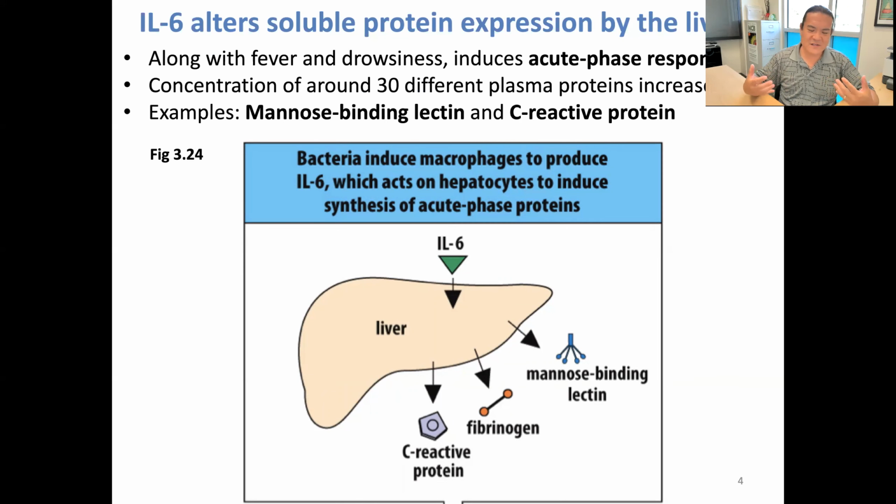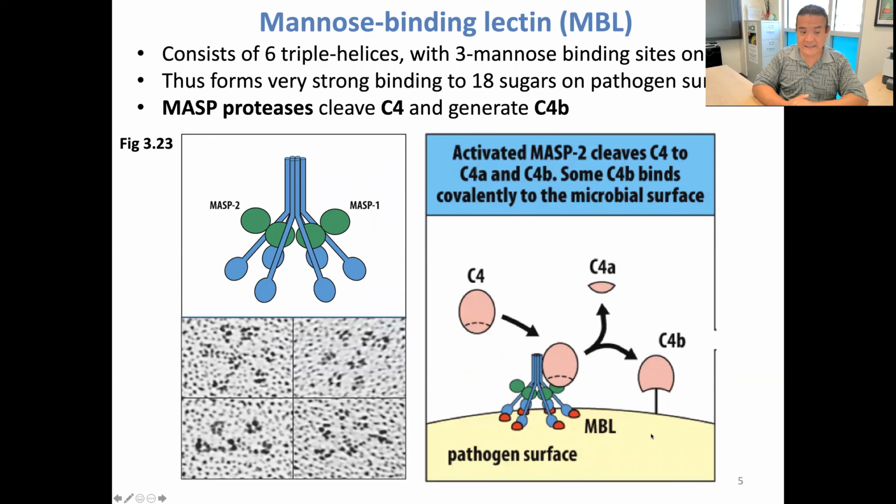And it's a family of roughly 30 different plasma proteins. Many of these increase dramatically, many tens of times compared to if you're not infected, and the normal generation of these proteins is very low. So a couple of examples we'll look at today of these proteins that are released by the liver as part of the acute phase response are Mannose-binding lectins and C-reactive proteins. So let's take a look at these. First, we'll look at Mannose-binding lectins.